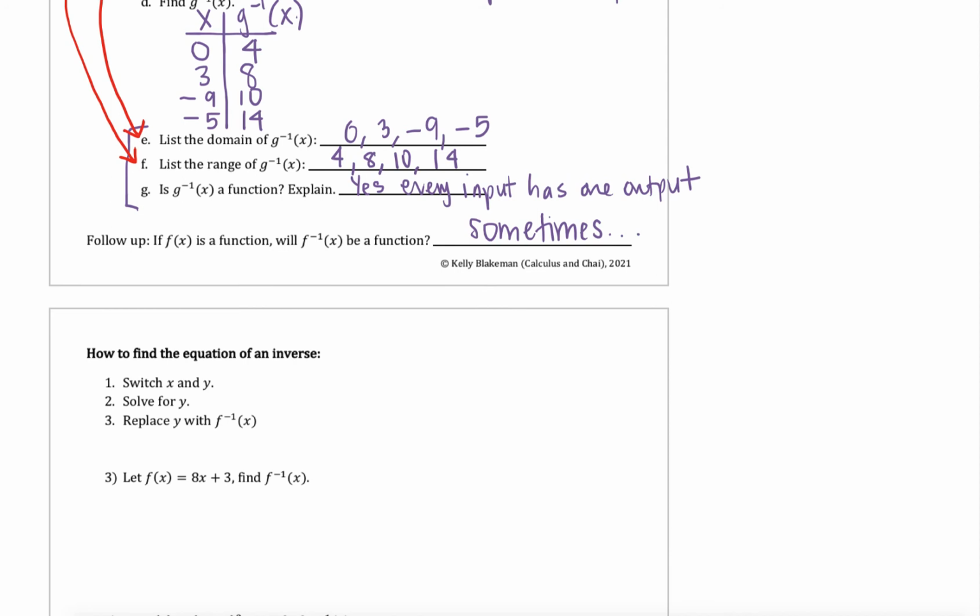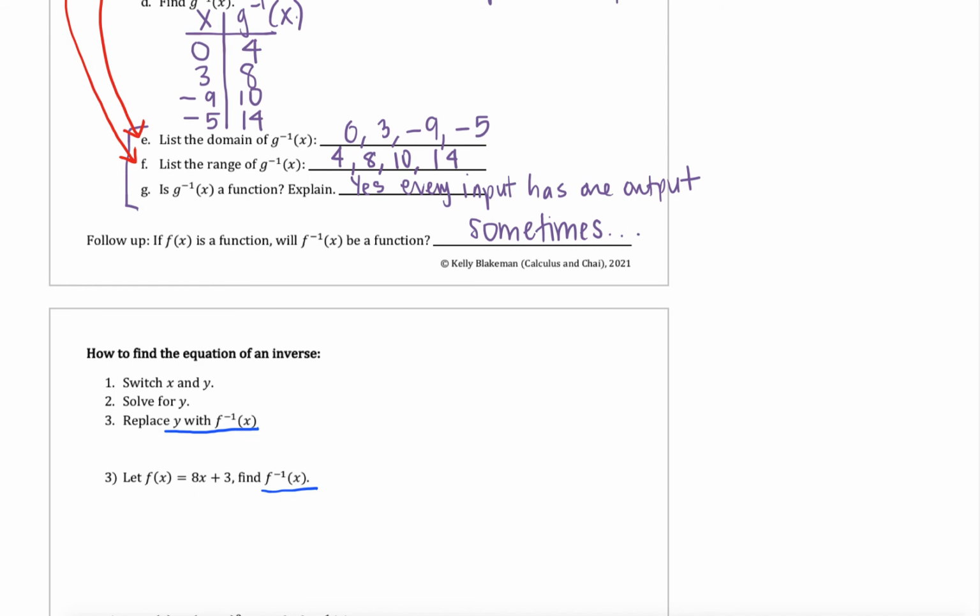So to find an inverse equation, we have 3 things that we're going to do. We're going to need to switch the x and the y values. We're then going to need to solve for the y value. And then lastly, we want to replace that y value with f inverse of x, or if we're using g of x instead, g inverse of x maybe, because our question is actually asking us to find the inverse and not find y itself. So let's look at our first example.